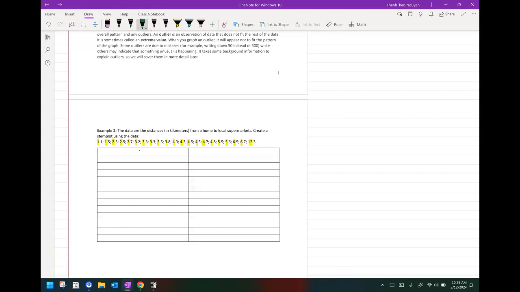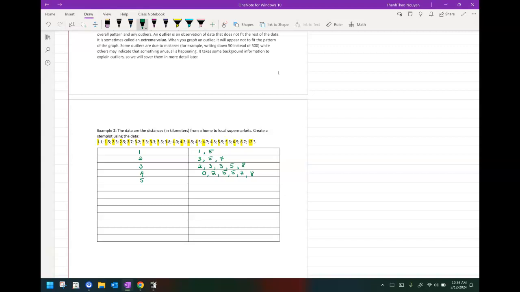So we start with 1. Stem 1, we have leaves 1.1, 1.5. Stem 2, we have 2.3, 2.5, 2.7. Stem 3, we have 3.2, 3.3, 3.3, 3.5, 3.8. Stem 4, we have leaves 0, 2, 5, 5, 7, 8.